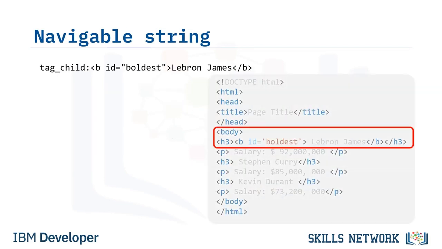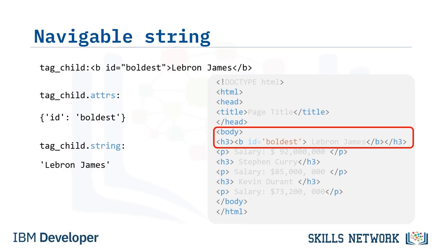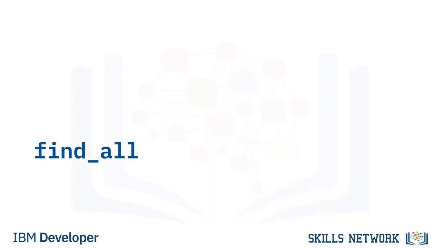Consider the tag_child object. You can access the attribute name and value as a key value pair in a dictionary as follows. You can return the content as a navigable string. This is like a Python string that supports Beautiful Soup functionality. Now let us review the method find_all. This is a filter. You can use filters to filter based on a tag's name, its attributes, the text of a string, or on some combination of these.